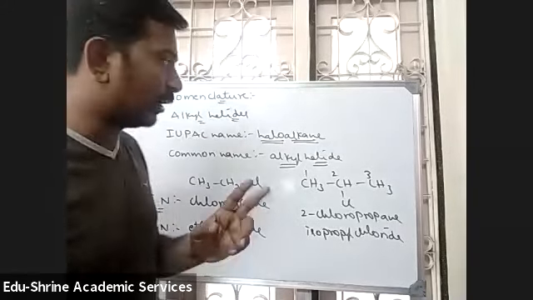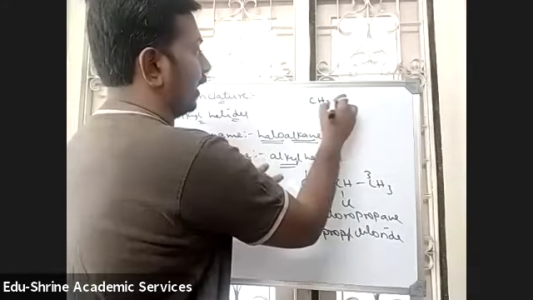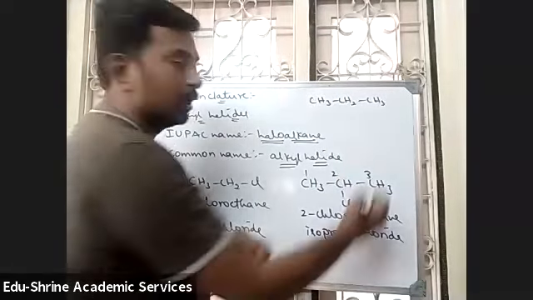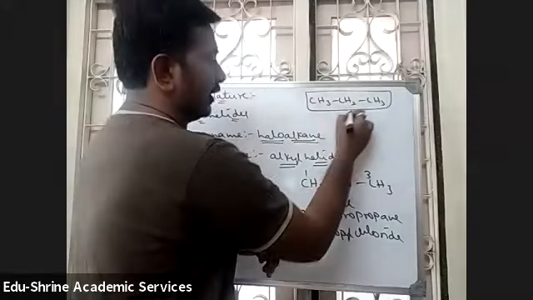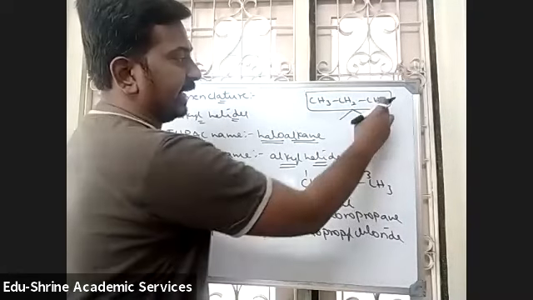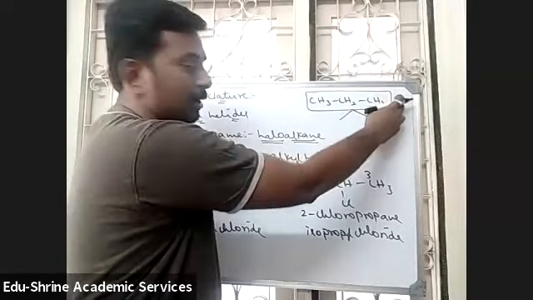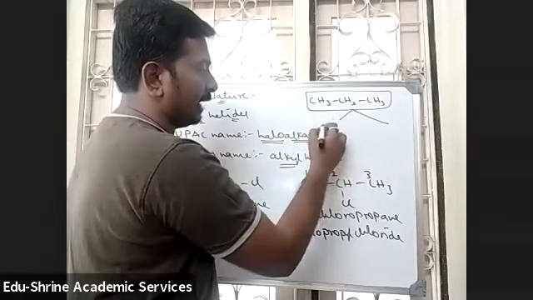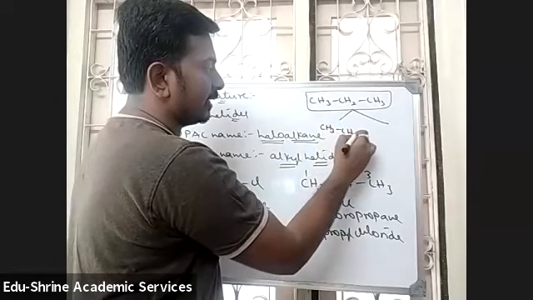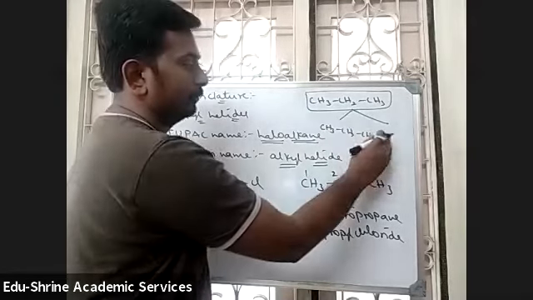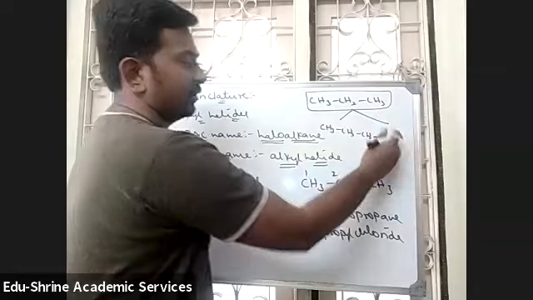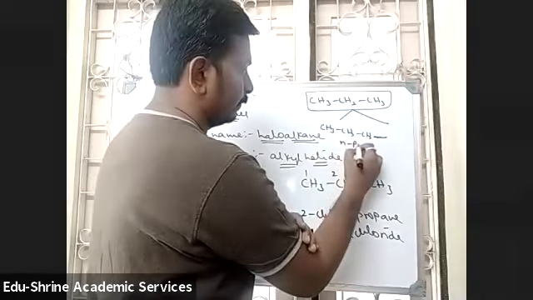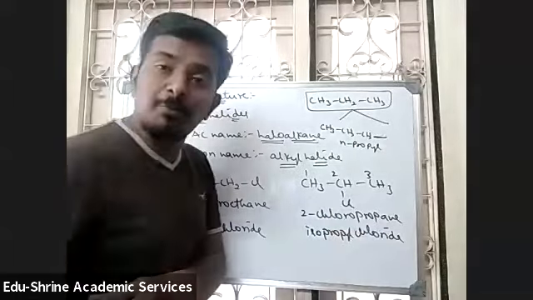Okay, now. So there are two types, friends. For example, if I take propane, the propane formula is CH3, CH2, CH3. From this I can get two possibilities. One is I can replace this hydrogen with a halogen, or I can replace this hydrogen with a halogen. If I replace this hydrogen with a halogen, then you will get CH3, CH2, CH2, Cl. Some other group, any group it may be. This group is called the N-propyl group.